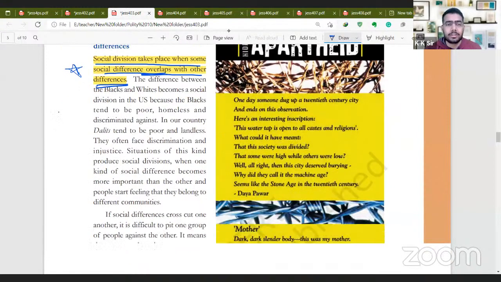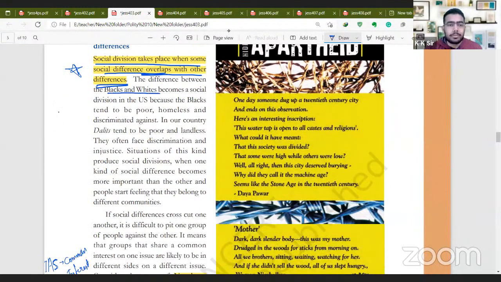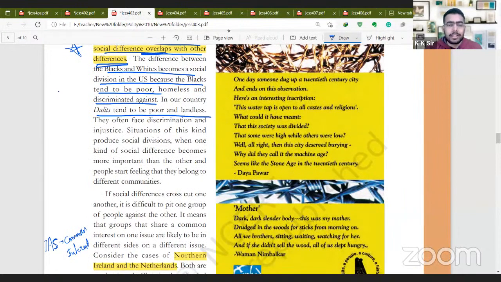social division. जैसे कि देखते हैं, the difference between blacks and whites becomes a social division in the US because blacks tend to be poor, homeless and discriminated against. Dalits tend to be poor and landless. देखो, let's imagine in India, Dalits are equally educated. If Dalits would have been equally educated or equally rich, तो क्या दलित्स और नॉन दलित्स में झगड़ा होता, फाइट होता क्या? नहीं होता. राइट. द डिफरेंस हैज बीन अकर्ड बिकॉज कास्ट के साथ साथ और भी दूसरे डिफरेंसेस इमर्ज होते हैं.